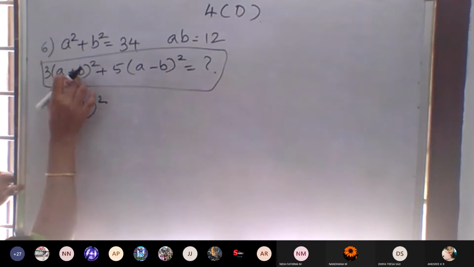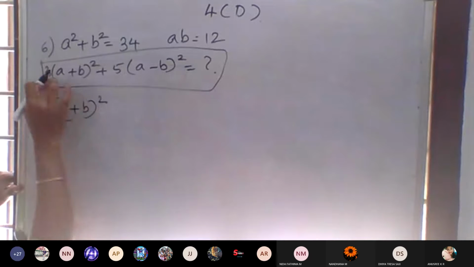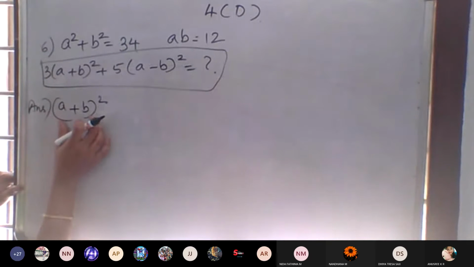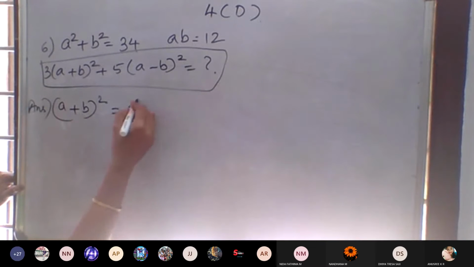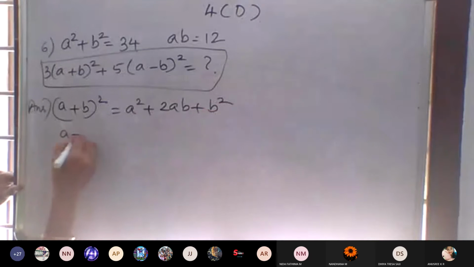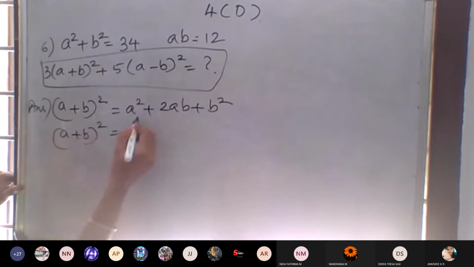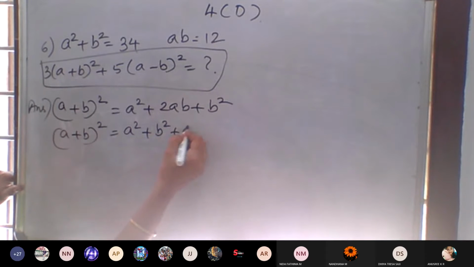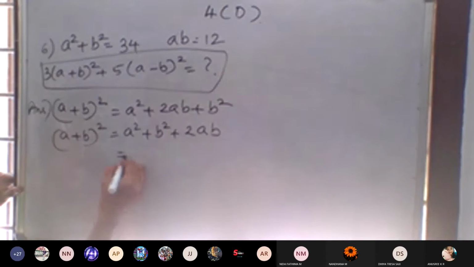Separate. Then after that we can multiply by 3. That answer we can multiply by 3. So the answer we have to write this way: (a plus b) whole square is equal to a square plus 2ab plus b square. So (a plus b) whole square is equal to what? A square plus b square we have the value. So take it together, then 2ab.